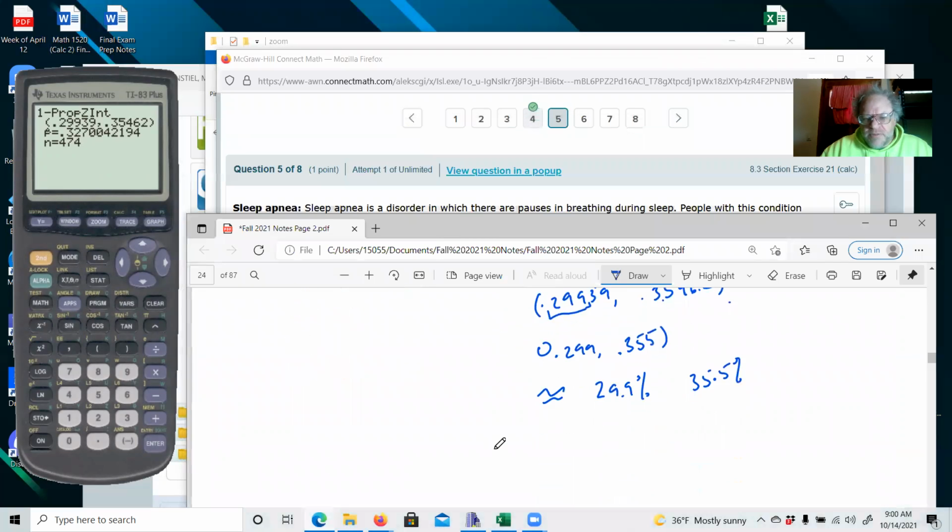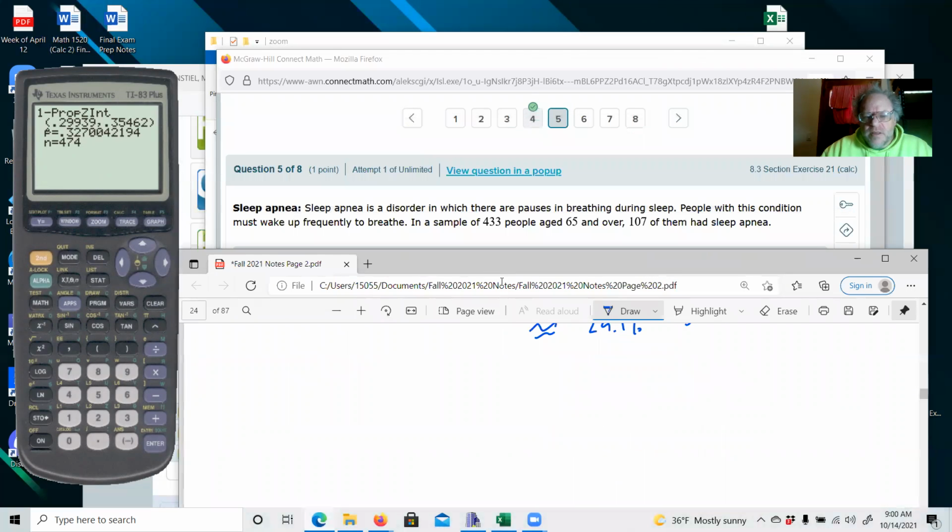All right, so my next thing down here. 107 was my X. Do you have sleep apnea? Yes. So that's my X divided by how many people did you ask? I asked 433 of them. So this is my N. So X over N, that's our point estimate. 107 divided by 433.